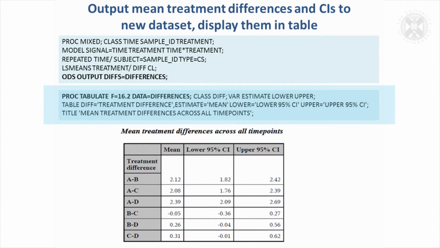So we say we're going to use that data set called differences, and we'll do a table in a similar way to before. And this time we're going to get the means of the estimates and their confidence intervals. So these are the differences in the means with confidence intervals relating to that analysis, and now we've got it presented a bit more nicely in a table.